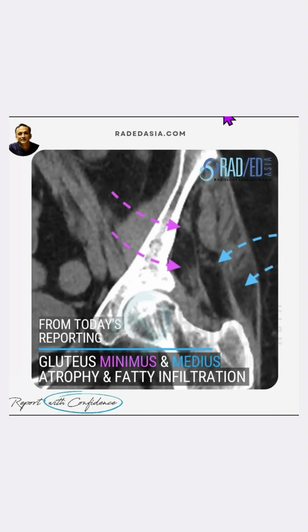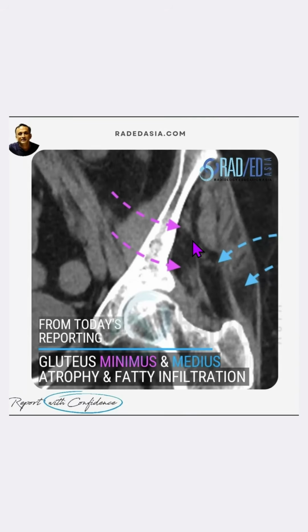How do you diagnose gluteal tendon tears, so gluteus minimus or gluteus medius, on CT? Well, it's actually quite difficult on CT because we don't see the tendon very well. But one of the things that you can do on CT is to look for evidence of atrophy or fat infiltration. And that is an indication of a severe tear or rupture of the gluteus minimus or medius tendon.